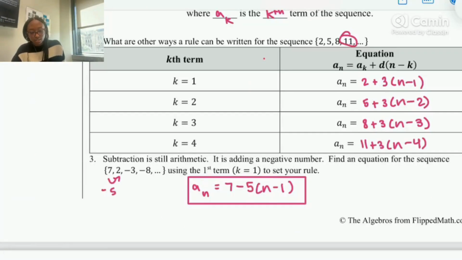Here, subtraction is still arithmetic. It's just adding a negative number. So if we have the sequence 7, 2, negative 3, negative 8, it is decreasing by negative 5 each time. So our first term is 7. k equals 1, which is 7. 7 minus 5, because we're decreasing, and negative 5 is our common difference, times n minus 1.